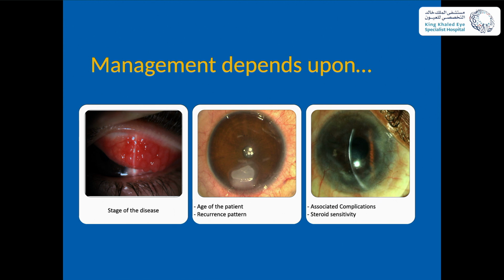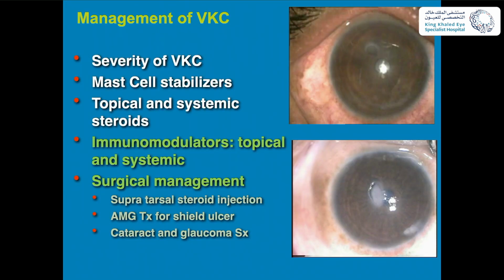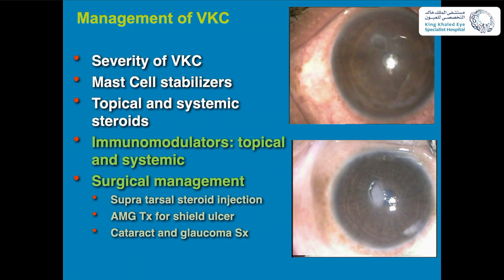Overall management of patients with VKC depends on the stage of the disease, age of the patient, recurrence pattern, associated complications, and steroid sensitivity. I mean topical steroid sensitivity. So the management will include mast cell stabilizers, topical and systemic steroids, and topical and systemic immunomodulation. Surgically, mostly I would consider supratarsal steroid injection, amniotic membrane transplant for shield ulcer, and cataract and glaucoma surgery whenever needed.